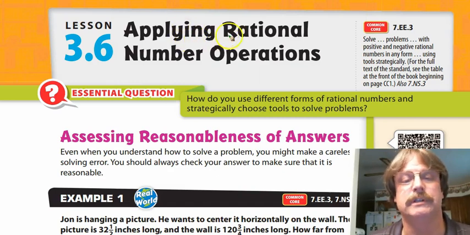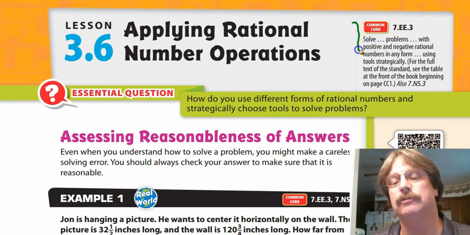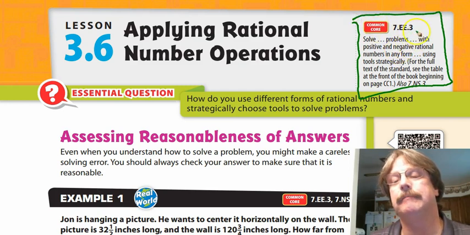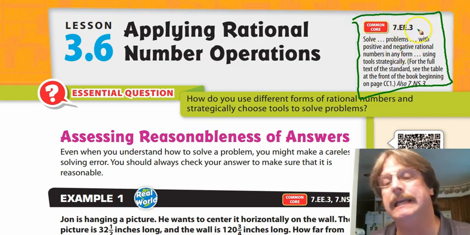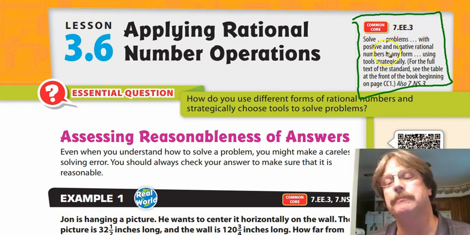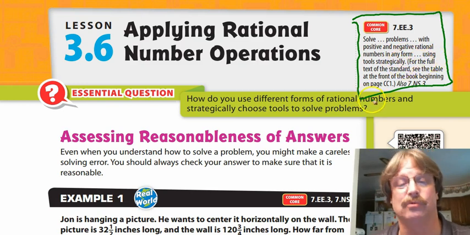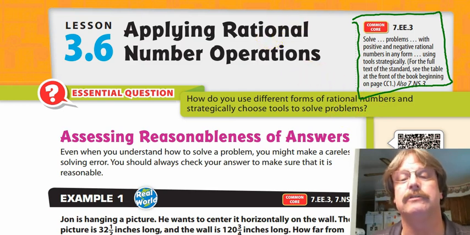So in lesson 3.6, applying rational number operations, you're basically going to take everything that you've done in Module 1, Module 2, and what you've learned in Module 3, and per the standard, it's EE3, expressions and equations. You're going to solve problems with positive, negative, rational numbers in any form using tools strategically. So you guys got a lot of tools at your hands now that you can go ahead and use.